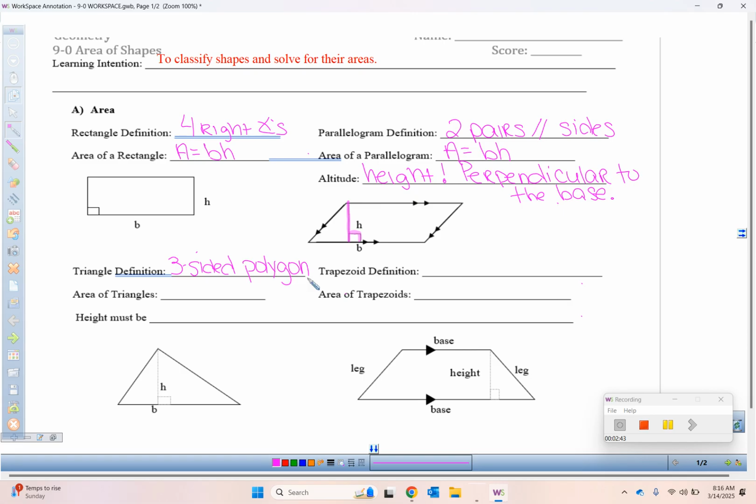And the area, we have talked about this in the past, I believe a lot of times you hear it as 1/2 BH, which is the same as BH divided by 2. When you're taking 1/2 of it, you're really just dividing it by 2. So if you look at our triangle down here, we have our base B times our height, and then we divide that by 2. And the height, once again, this height right here, must be perpendicular to the base.